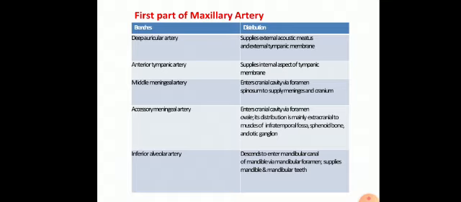Middle meningeal artery passes through the foramen spinosum to supply the meninges. Accessory meningeal artery enters the cranial cavity through the foramen ovale and supplies the meninges and also supplies the sphenoid bone. Inferior alveolar artery supplies mainly the mandible and mandibular teeth.